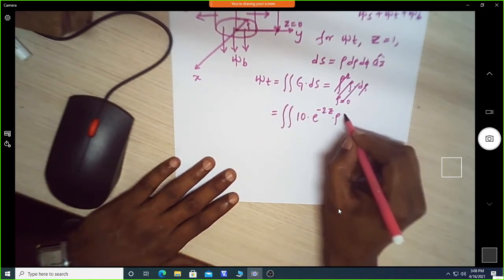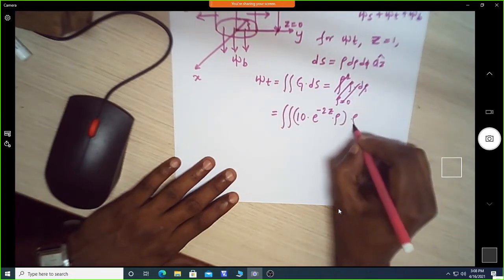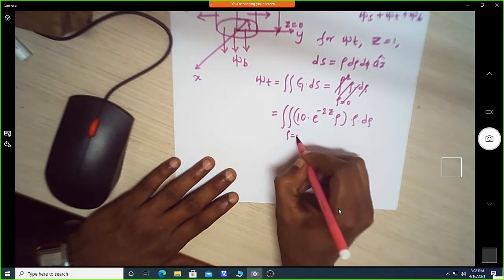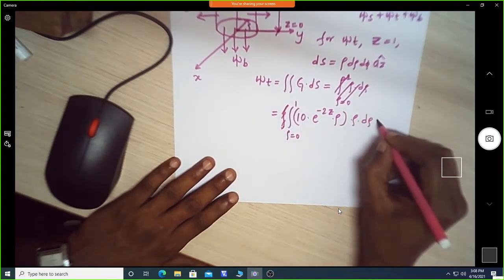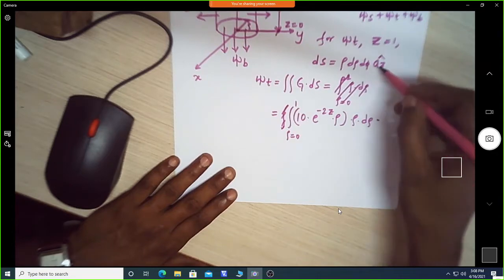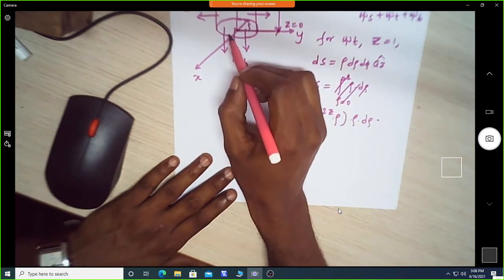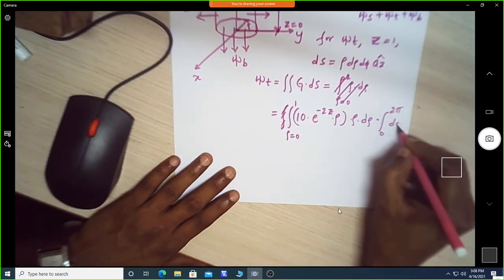Okay, so in the row direction what is ds? ds is row into d row, row into d row. So this is the row variation which is varying from 0 to 1. Okay, so similarly, the phi variation, what is the phi variation? Phi is exactly the curved surface one circle, that is it is varying from 0 to 2 pi.